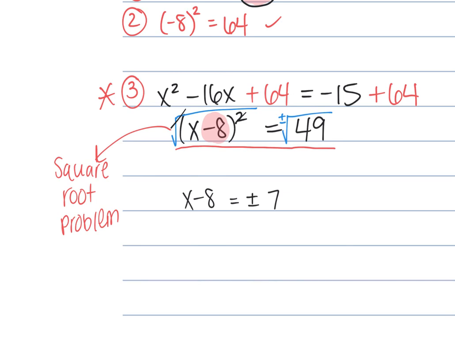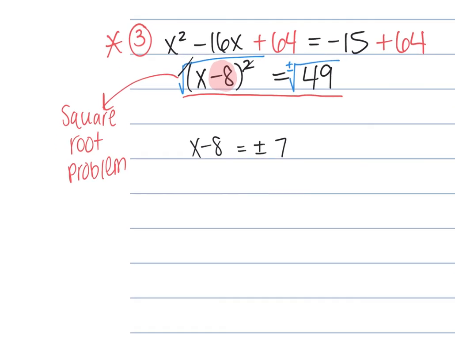Now, we have two things to do here. What's one of the equations I need to set up? x minus 8 equals negative 7. Good. x minus 8 equals positive 7. Very good.